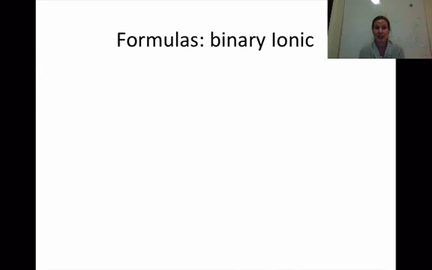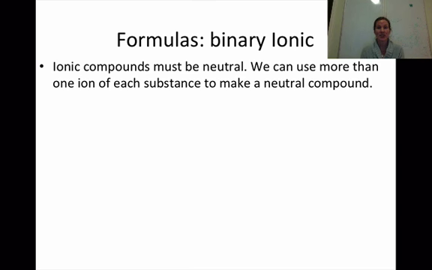Formula writing for binary ionic compounds is where it gets tricky, in my opinion. When two elements come together in a binary ionic compound, remember they're coming together to make a neutral compound. So, for example, if you had the compound magnesium nitride, magnesium and nitrogen are coming together to have an overall charge of 0. To figure out what the formula is, you have to figure out how many of each you need to make the compound have an overall net charge of 0.